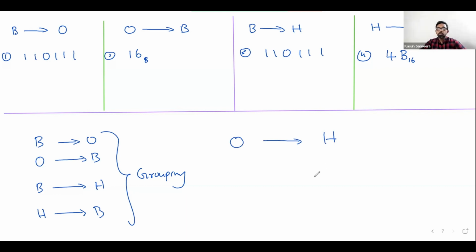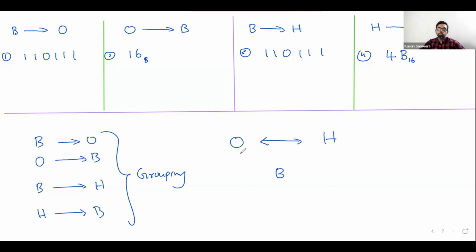Right. What is the technique, kids, for octal to hexadecimal or hexadecimal to octal? If we are doing both the conversions, you have to use binary as an intermediate.